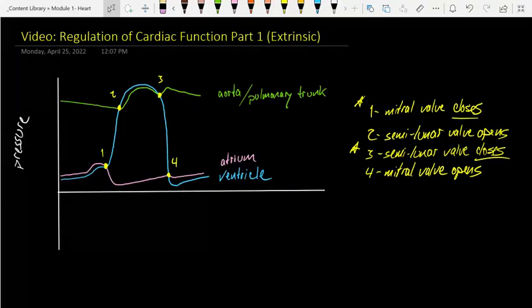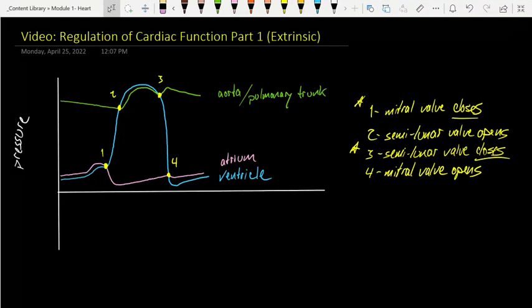For today's topic, I'd like to talk about the regulation of cardiac function. So, not necessarily what makes the heart beat, but what makes the heart beat faster, or slower, or more powerful. We can break this regulation down into two parts: extrinsic, those factors outside the heart that influence the heart, and then intrinsic, how the heart can regulate itself. For this first video, I'd like to just focus on extrinsic, and we'll follow up with a second video on the intrinsic regulation.